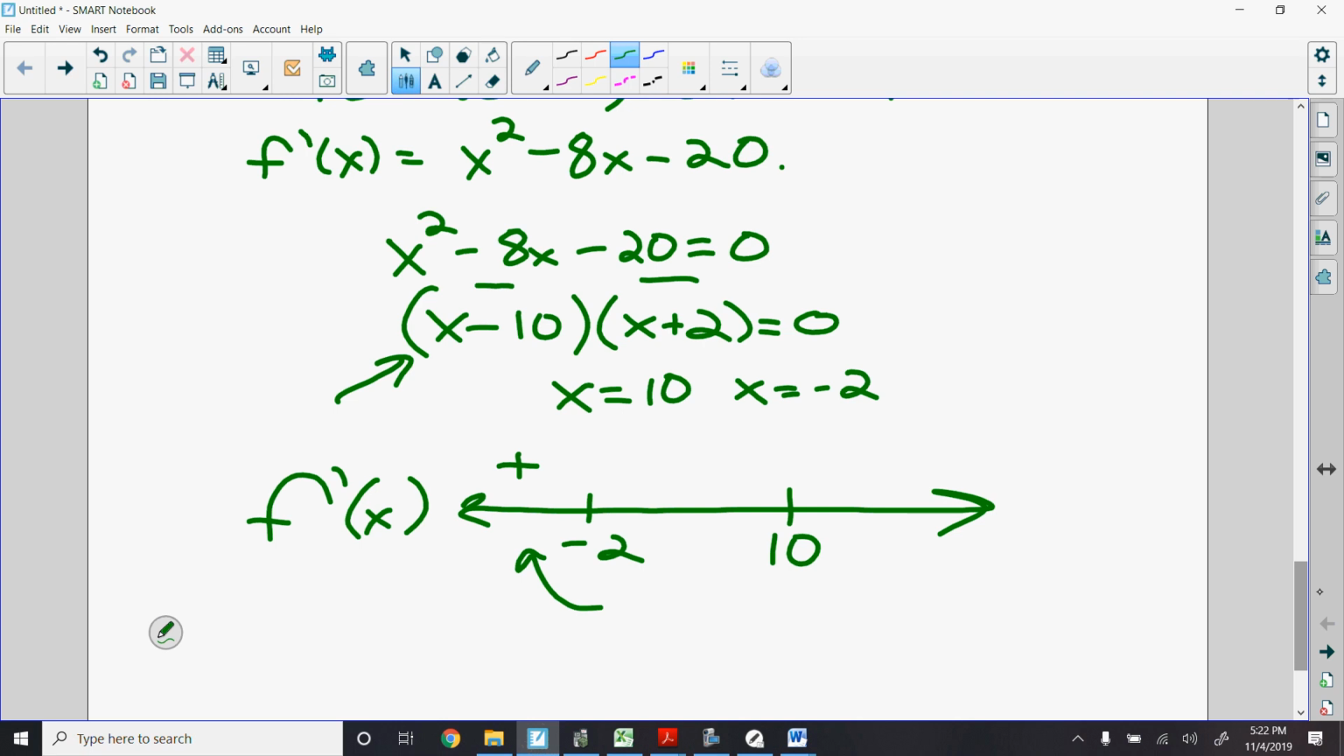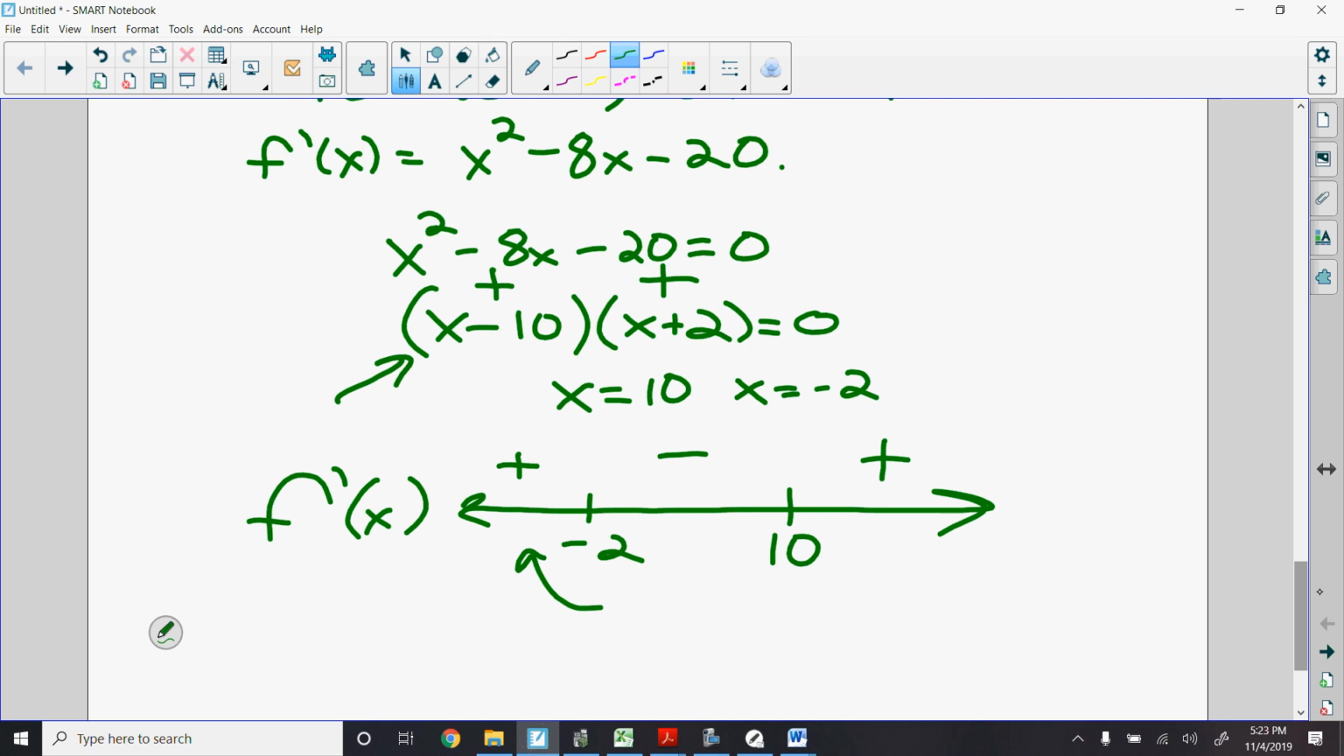The next number I'm going to check is 0. 0 minus 10 is still negative, but 0 plus 2 is now positive. A negative times a positive is a negative. Now I'm going to check the number 11. 11 minus 10 is positive. 11 plus 2 is positive. Positive times positive is positive.